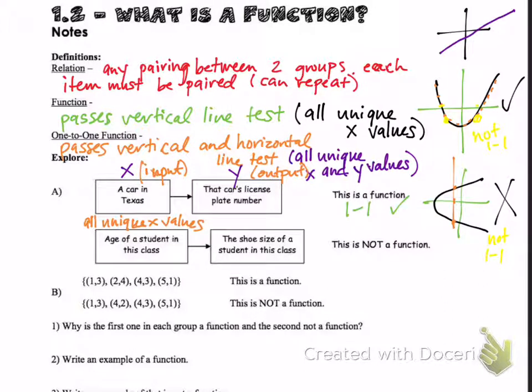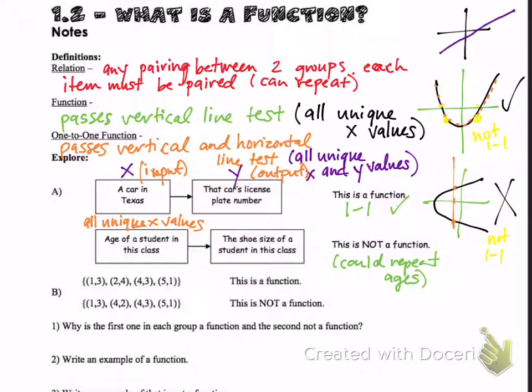Okay, look at the second one. It says that this is not a function, but can anyone tell me why they think it's not a function? Yeah, some people can have the same shoe size. Okay, but shoe size is my output, and if I'm asking if it's a function, what am I looking for repeats of? The x values. My x value in this example is what? Ages. Can people have the same ages? Yes. So since people can all have the same age, that means that my x values are going to repeat. So it's not a function because I could repeat ages.